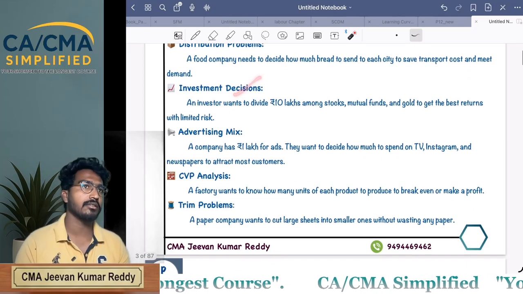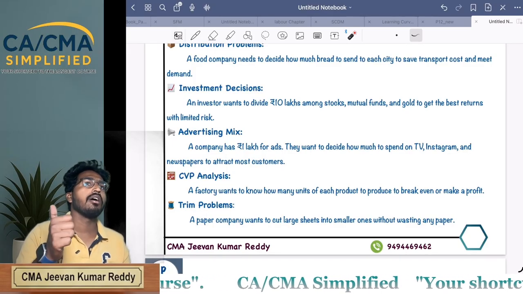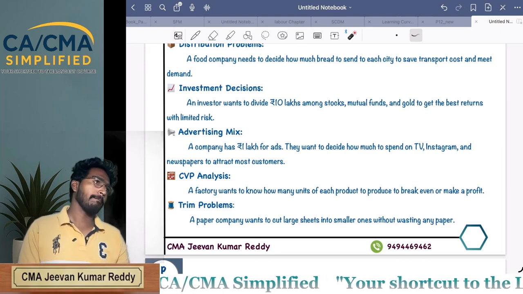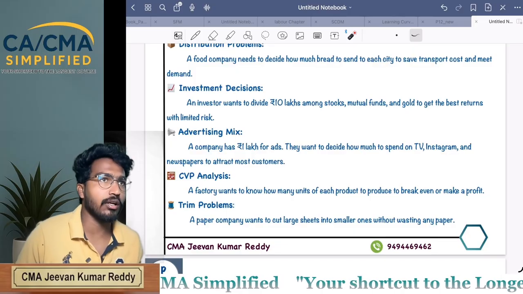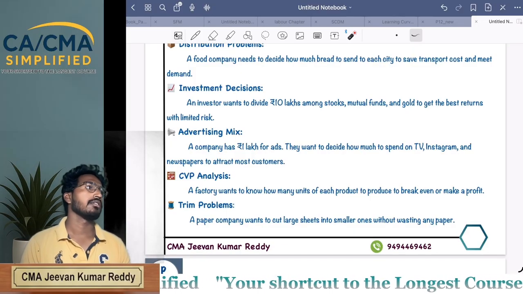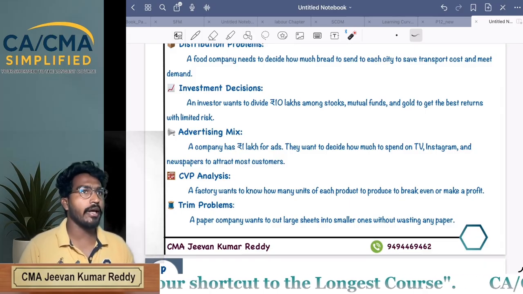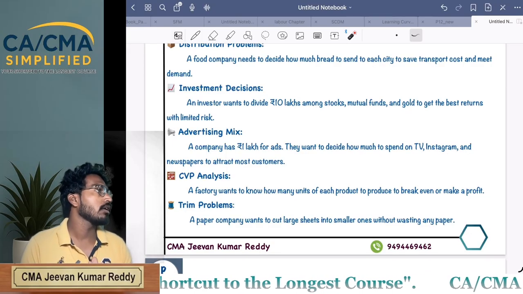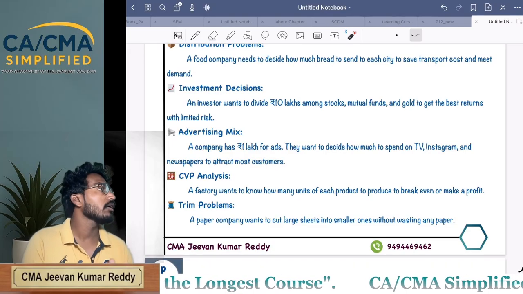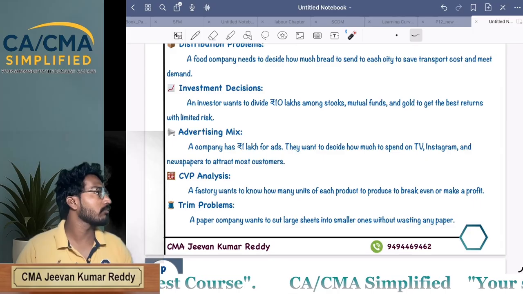Next, investment decisions. For example, I have 10 lakhs. I want to invest in one of the best portfolios. What is a portfolio? A group of stocks. Not only stocks, but debentures, government bonds, commodities, futures, like that. Now I have 10 lakhs. I want to invest in the best portfolio. My objective is to get maximum return with minimum risk. Now linear programming will solve this problem.